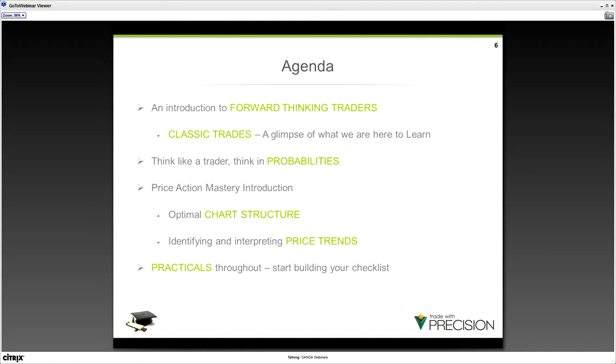Now the agenda for today, we'll go ahead and introduce the Forward Thinking Traders series. Initially today we'll take a quick peek at those trade strategies and what they look like. We'll talk about concepts like thinking in probabilities and really how to think like a trader. And we'll introduce the concept of price action mastery and what you want to look for in an optimal price structure for trading. We'll talk about how to identify price trends and then how to determine the probability for a continuation of that trend. We'll look at a number of chart examples throughout this session today to begin building a checklist of the items that we need to form this high probability trade setup. Okay?